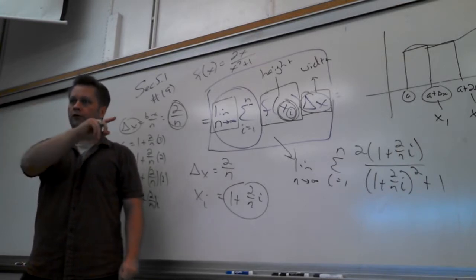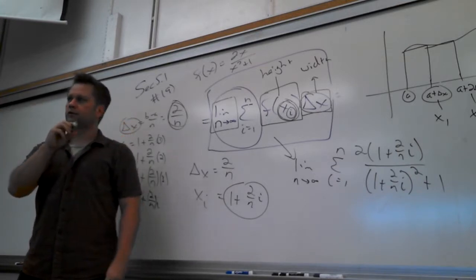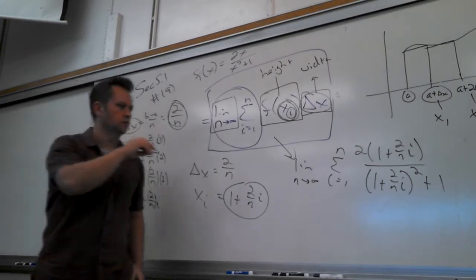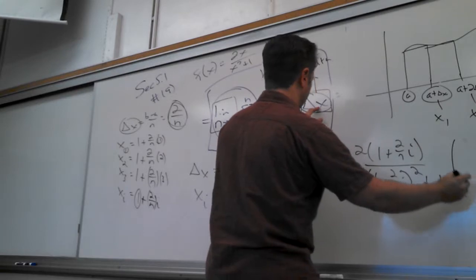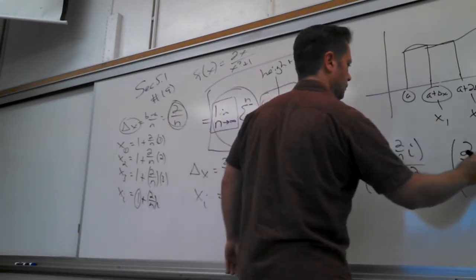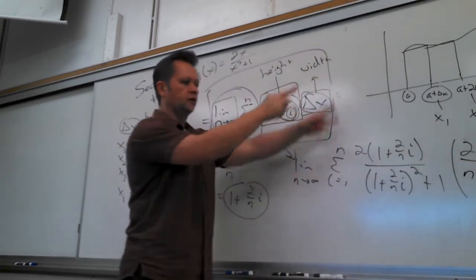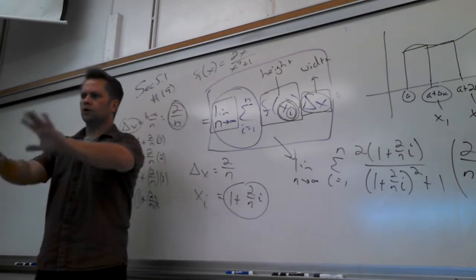Because today we're going to go further. I wouldn't want to go further with this one. This is disgusting. Let me think, what else? Times delta x. And what's delta x? 2 over n. So you can already see a little bit of simplification you can do, but you can stop right there.